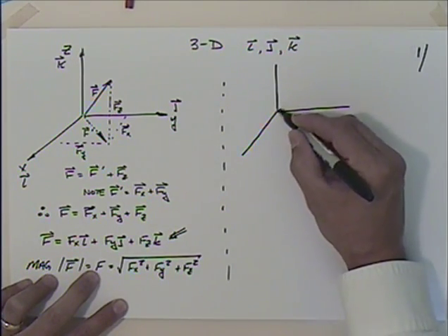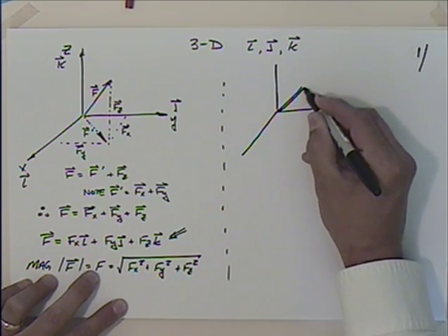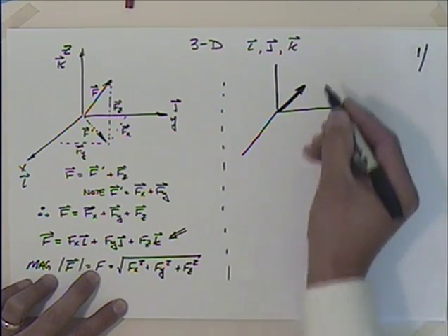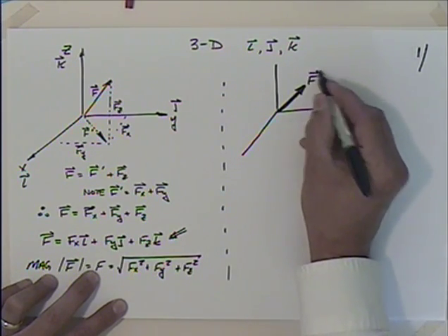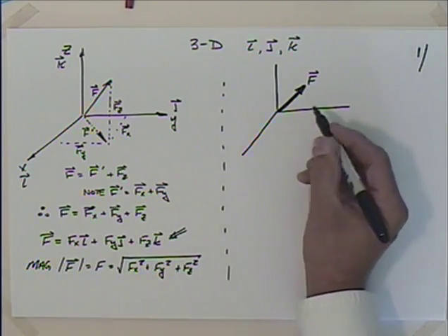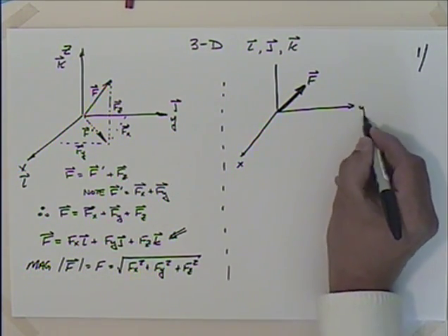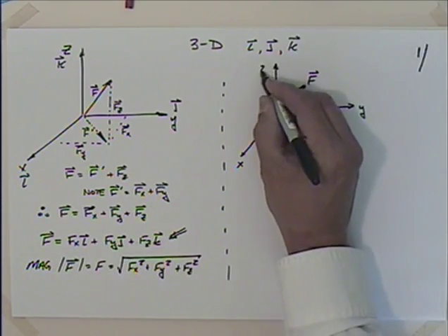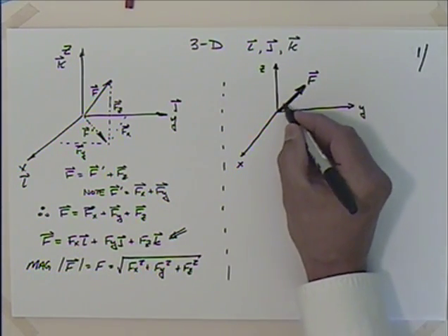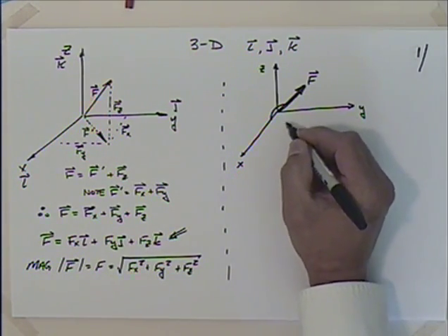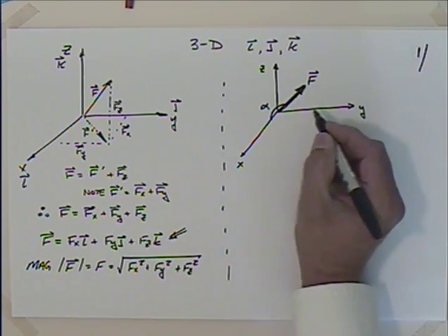And I'll put a vector here. Make the vector a little bolder so we can see it. So there is f. And I'm going to define these angles. If this is the x, this is the y, and this is the z, again a right-hand coordinate system. I'm going to talk about the angle here between the tail of the vector and the positive x-axis. I'm going to define that as alpha.